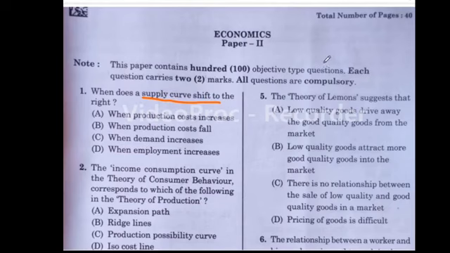Friends, as you all know, the supply curve will shift to the right when production cost falls. Yes, if there is a fall in the production cost, then automatically producers will produce more. So at that time, the supply curve will shift to the right. So option B is the correct answer.